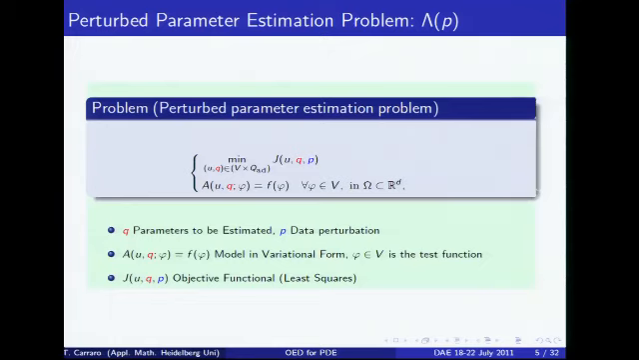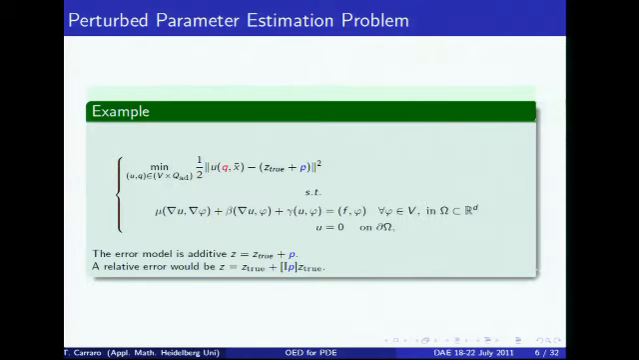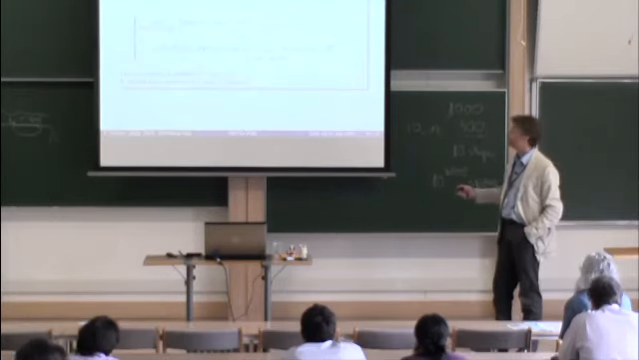And the reason is that I'm going to solve the PDE by the finite element method, and the variational formulation is the more natural way for using a Galerkin approximation. So as an example of this perturbed parameter estimation, it's a least square where I have the data, and where I have the model. The data are perturbed by the perturbation parameter, and I consider as PDE diffusion, transport, and reaction. So the error model can be additive, can be a relative error, can be whatever function of the perturbation.